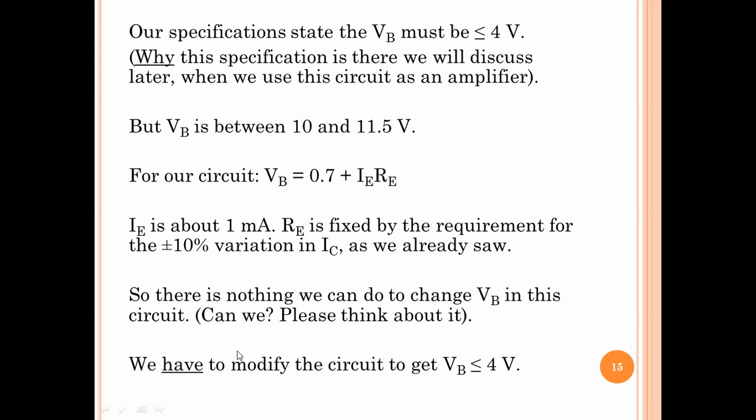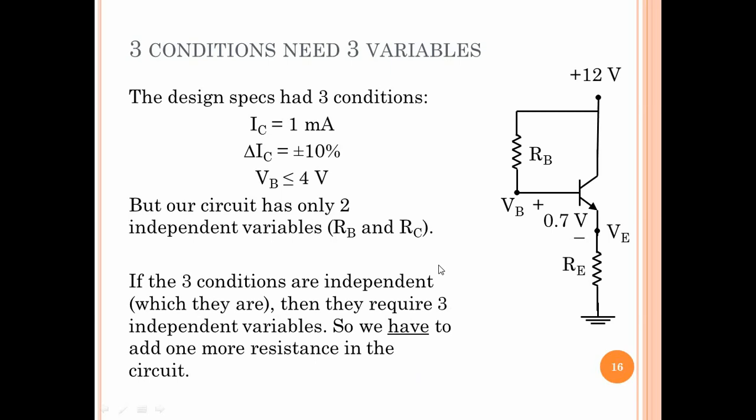I think we can't do it, so we have to modify the circuit to get VB less than or equal to 4 volts. So let's look at a slightly high level principle involved in this. So we start the design. We started with three specifications given to us. The current must be 1 milliamp, the variation in current must be plus minus 10%, and the base voltage must be less than 4 volts.